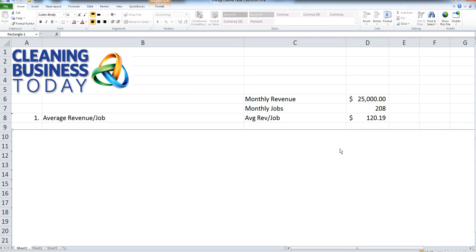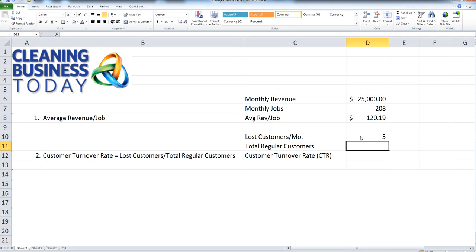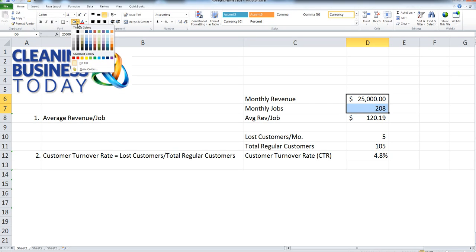So my first KPI, average revenue per job, is just taking my revenue and dividing it by my jobs. Second KPI that we're going to introduce is customer turnover rate. In this example, we're going to assume that we lose 5 customers a month, and we have a base of regular customers at 105. So I take my 5 divided by 105. That gives me 4.8%. So in this case, my average turnover rate is 4.8%. And for a house cleaning company, that's not unusual.